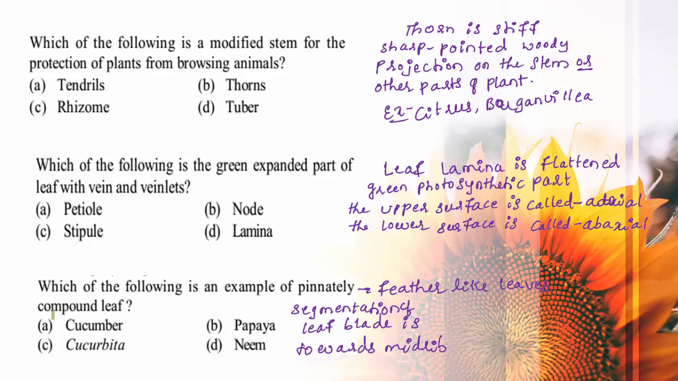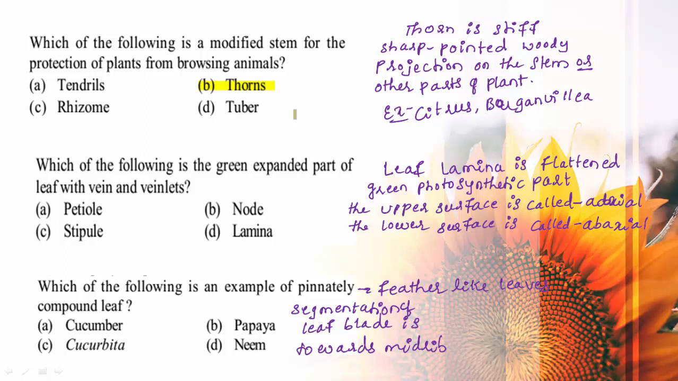Which of the following is a modified stem for the protection of plants from browsing animals? Tendrils, thorn, rhizome, tuber. So the answer is thorn, because the thorns are stiff, sharp pointed woody projections which are developed on the stem or other parts of the plant, and it protects the plant from browsing animals.